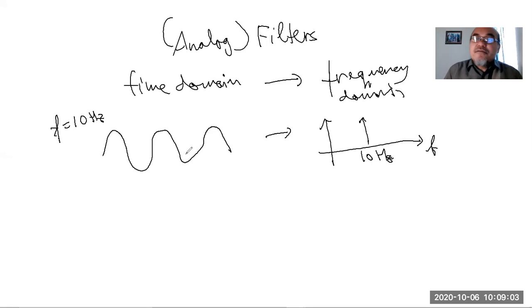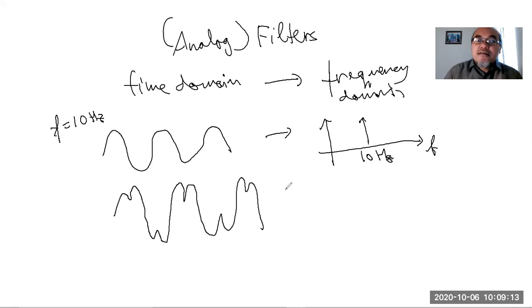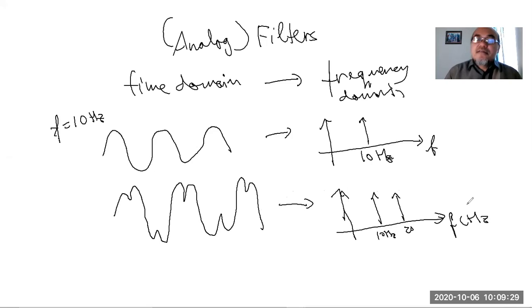But however, if we have more frequencies, then for example, let's say something like this, yeah, then we can maybe differentiate this into two or triple frequency. For example, let's say this is 10 hertz, maybe this is 20, etc. This is frequency in hertz.